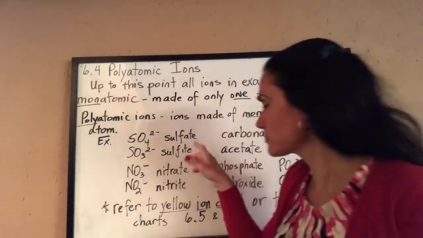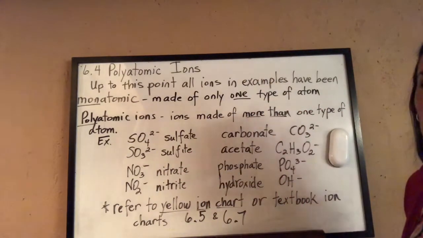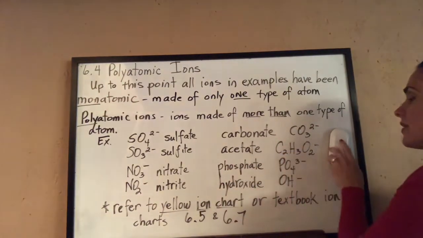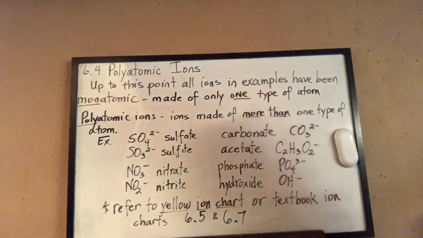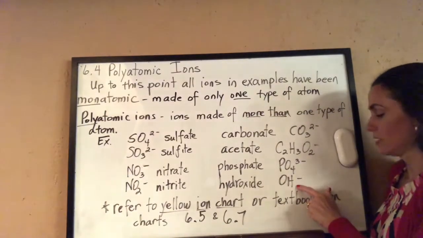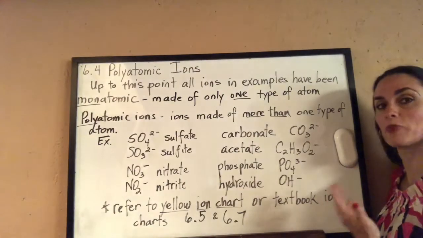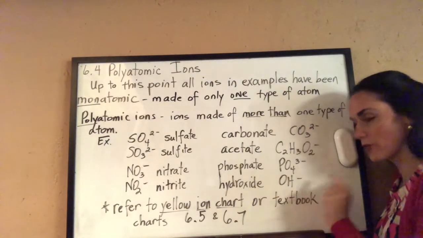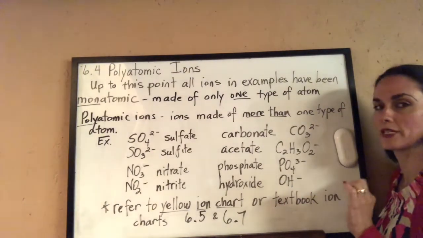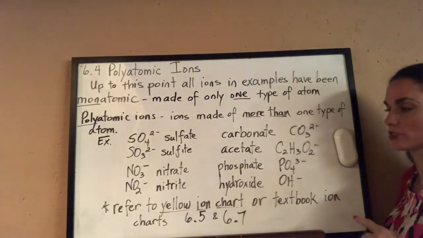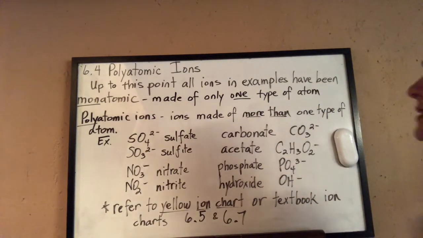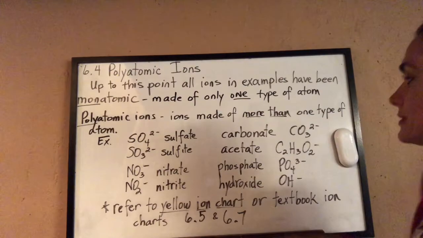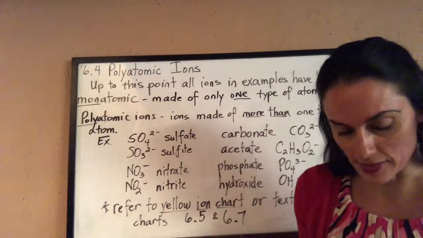All the rest of the polyatomic ions are anions. I listed a few of the common ones: sulfate, sulfite, nitrate, nitrite, carbonate, acetate, phosphate, and hydroxide. I put hydroxide up here on purpose because a lot of times people don't recognize it as polyatomic. It's made up of only one oxygen and one hydrogen, but it's the definition of polyatomic: more than one type of atom. A lot of polyatomic ions contain oxygen, and we call those oxyanions.